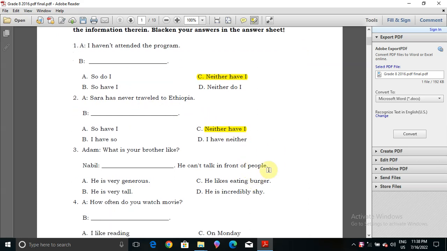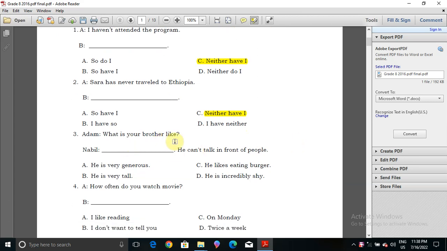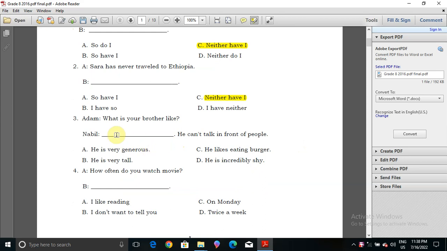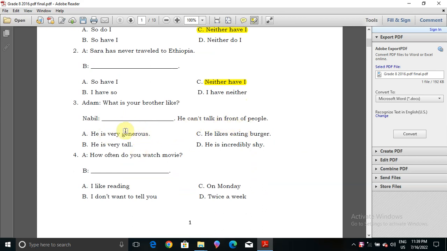Now question number 3. It says Adam asked a question for Nabil. Adam said, "What is your brother like?" Nabil said something, but then he said he can't talk in front of people. Okay, that means Nabil said something about his brother, then he said he can't talk in front of people. Now what is this? It will be "he is very generous," or "he is very tall," "he likes eating burger," "he is incredibly shy."